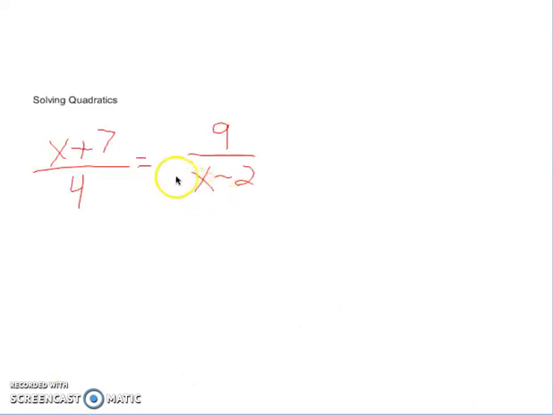These next few we're going to do are solving quadratics. So you're going to do the same thing. You're still going to cross multiply just like we did on the last ones. So I'll show our little arrows on here. We're cross multiplying, and then you're just going to set up what you have. So for this first one, we have x plus 7 times x minus 2, and then on this side, we have equals 36.